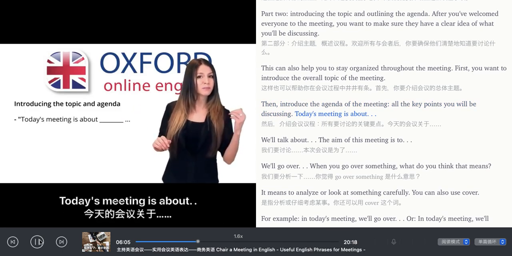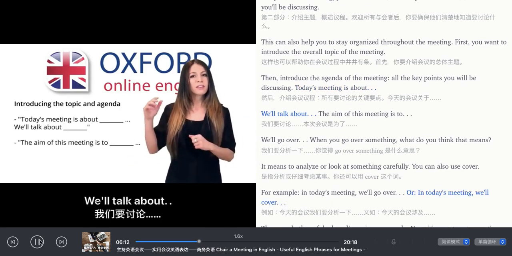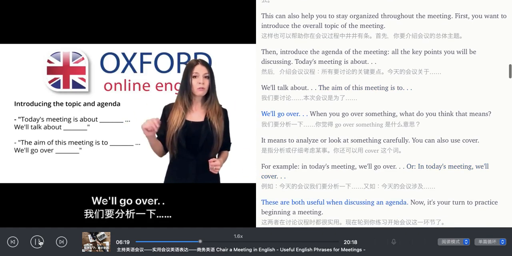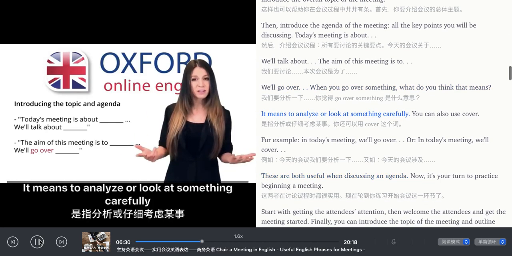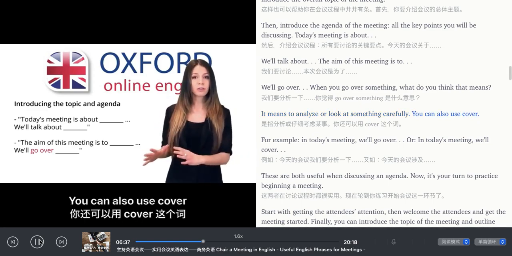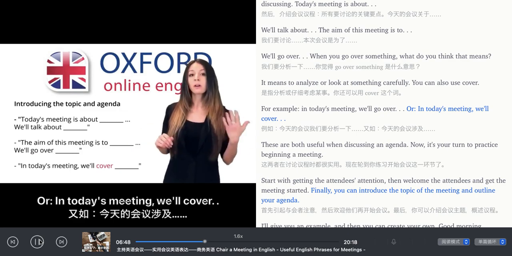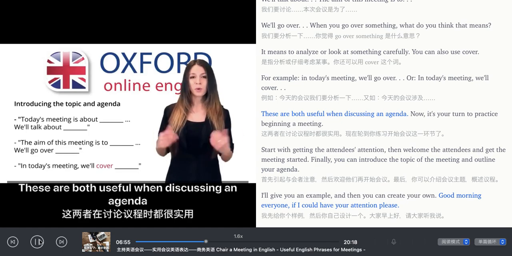Today's meeting is about, we'll talk about, the aim of this meeting is to, we'll go over. When you go over something, what do you think that means? It means to analyze or look at something carefully. You can also use cover. For example, in today's meeting, we'll go over, or in today's meeting, we'll cover. These are both useful when discussing an agenda.